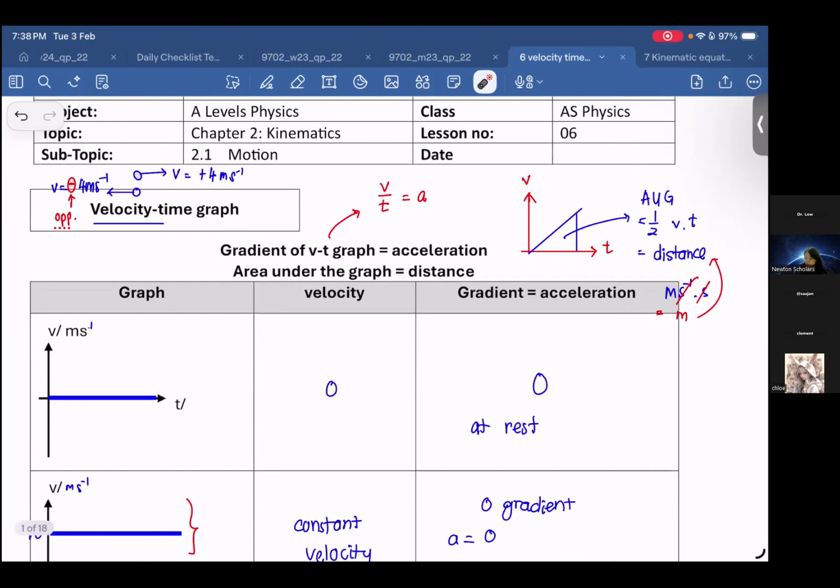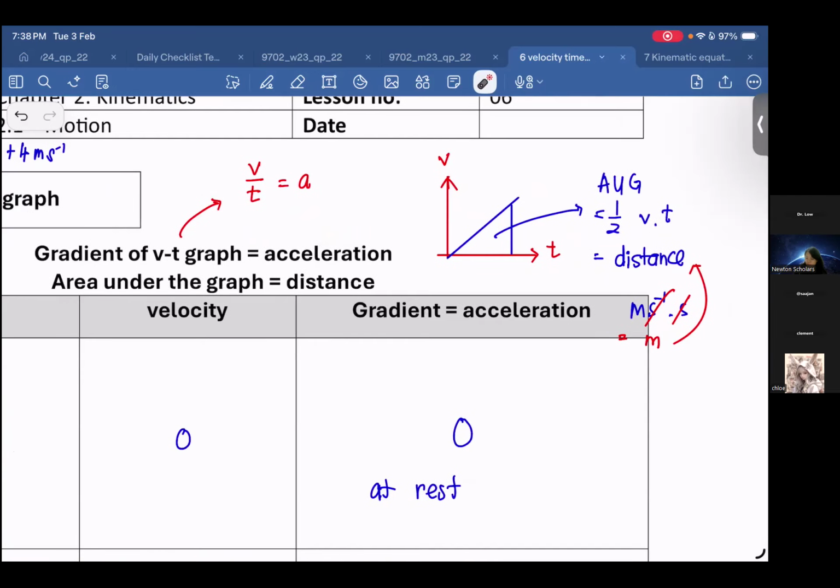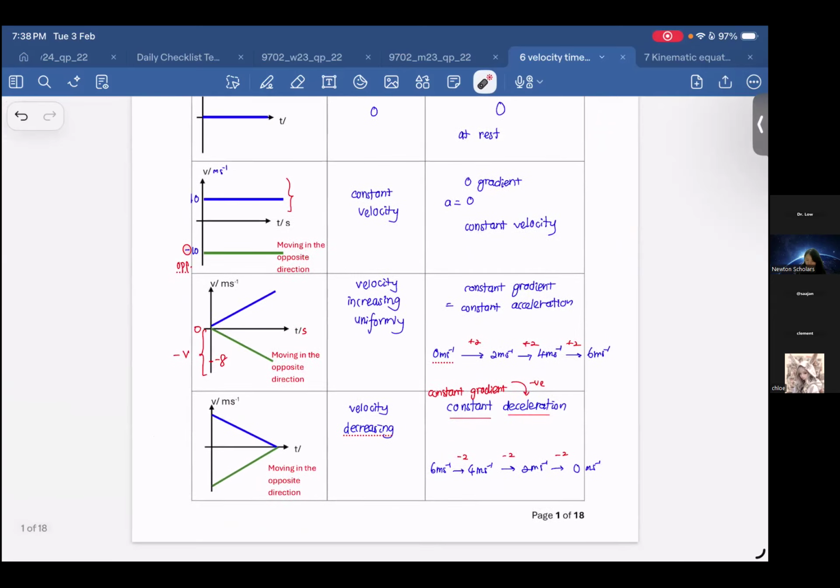If we use units to check, the unit for speed is meter per second, and time is in seconds. The second and per second cancel, and you will be left with the unit m. The unit m is the unit for distance. So when we calculate the area, we are calculating the distance. So this is the idea.